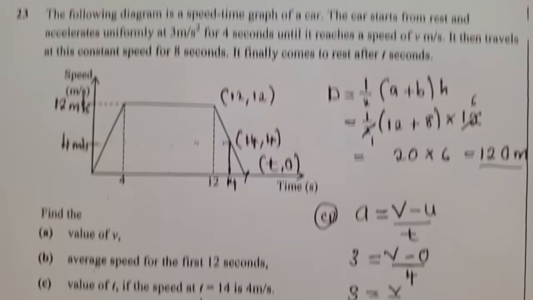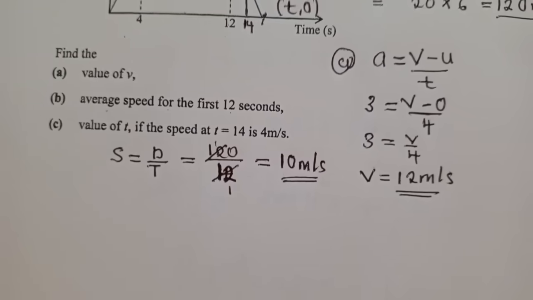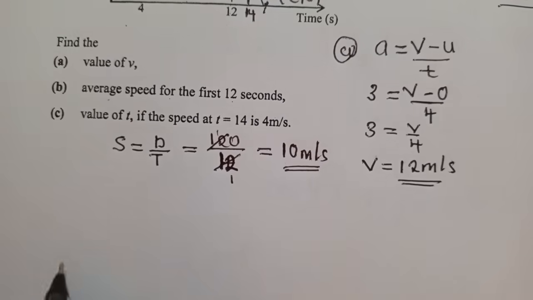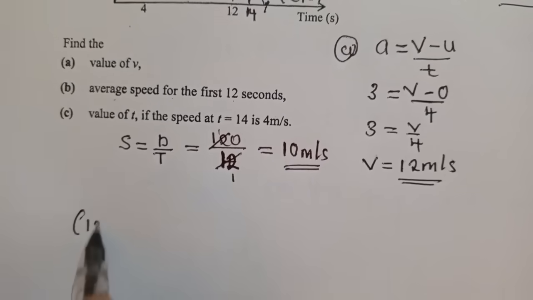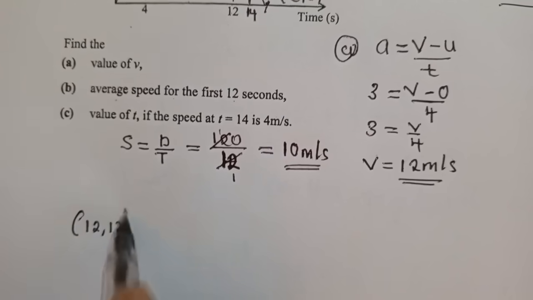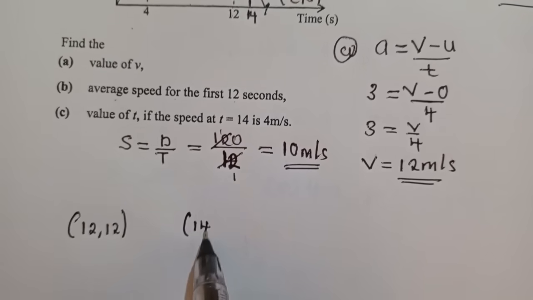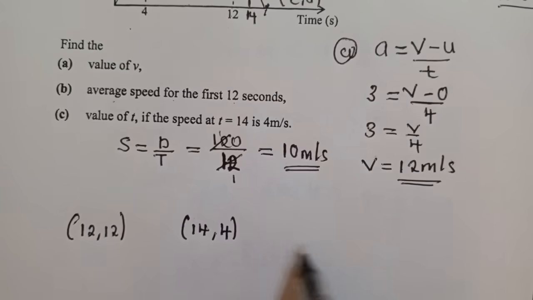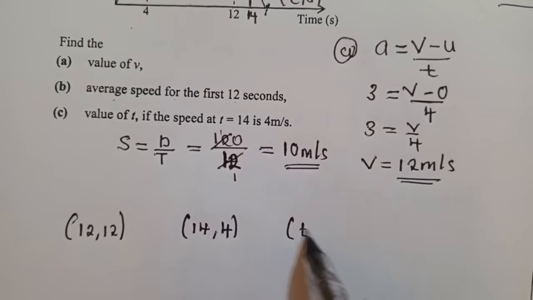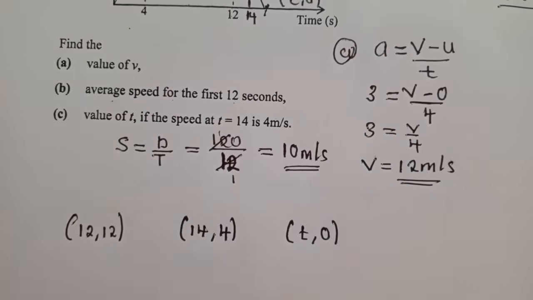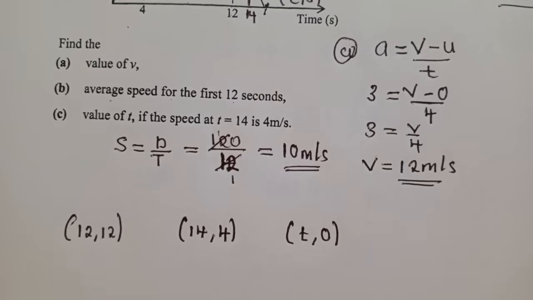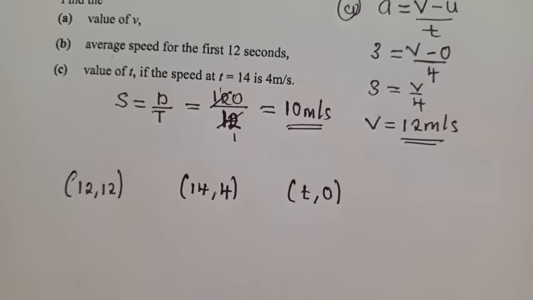Let me write down these coordinates here so that we don't mess up. So I've got 12, comma 12. We also have 14, comma 4. We have t, comma 0. So these are the coordinates we do have. So we're going to use the formula for finding the gradient.